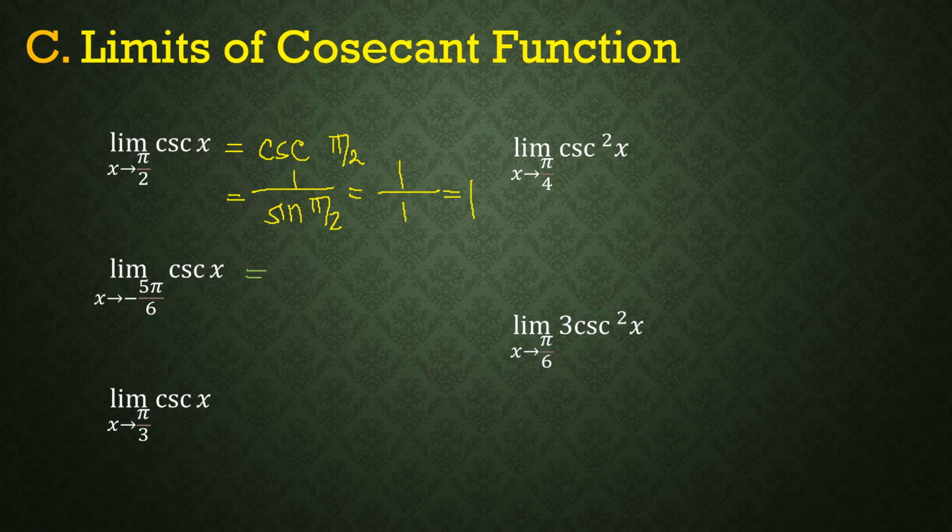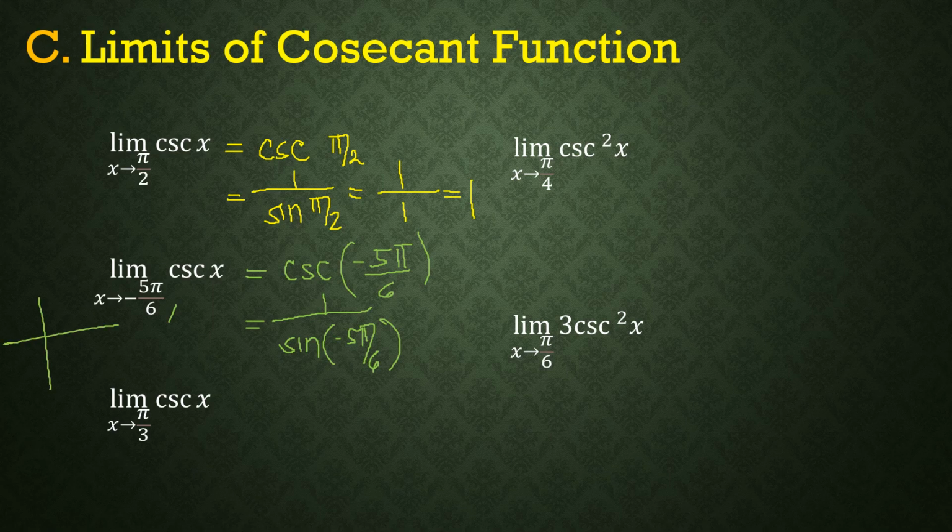Next, we have the limit of cosecant x as x approaches negative 5 pi over 6. So that will be cosecant negative 5 pi over 6, which is equal to 1 over sine negative 5 pi over 6. So where can we find negative 5 pi over 6? The reference angle of this angle in standard position is 30 degrees. 30 times negative 5 is equal to negative 150 degrees, and we can find it in quadrant 3. So the value of sine must be negative. Sine negative 5 pi over 6 is equal to negative 1 half. The reciprocal of negative 1 half is negative 2. Our answer is negative 2.